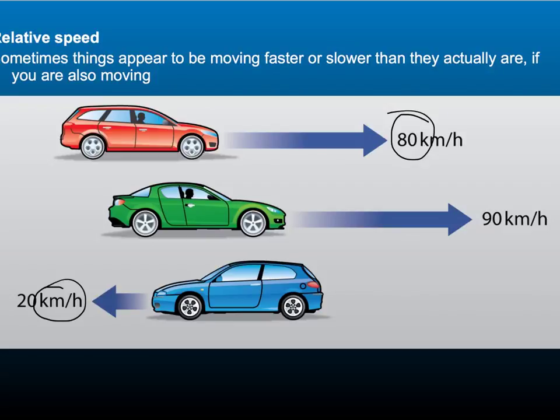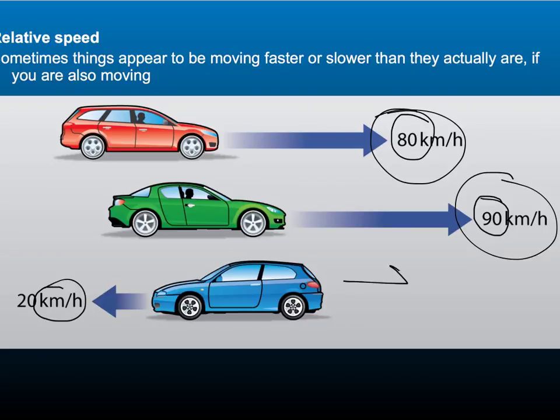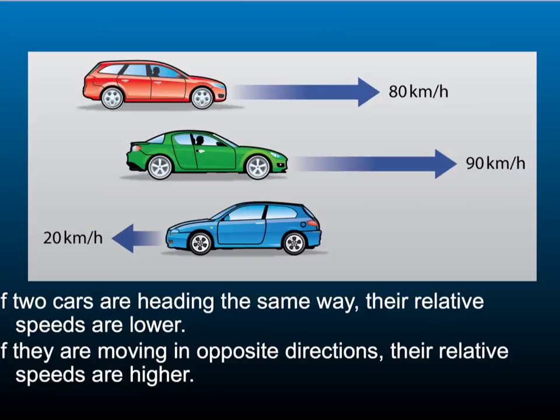Whereas if you consider the cars moving in the same direction, we did the difference between the two velocities, or we took away this one from this one. So if you are moving in the same direction as something else, then you need to find the difference between them, and that will give you relative speed. If you are moving in opposite directions, then you will need to add the speeds to find the relative speed. This means that if two cars are heading in the same direction, then their relative speeds are lower, and if the two cars are moving in opposite directions, then their relative speeds are higher.